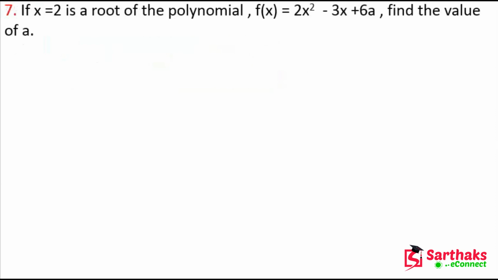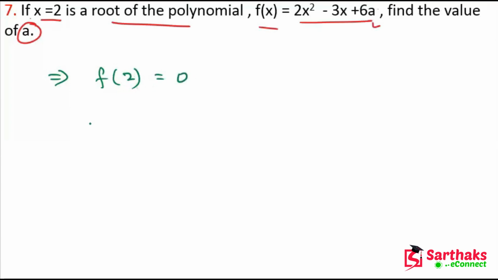Now the next question is, if x is equal to 2 is the root of the polynomial f of x, 2x square minus 3x plus 6a, with the help of this we have to find the value of a. We know that f of 2 should be 0, because this is the root of this polynomial.